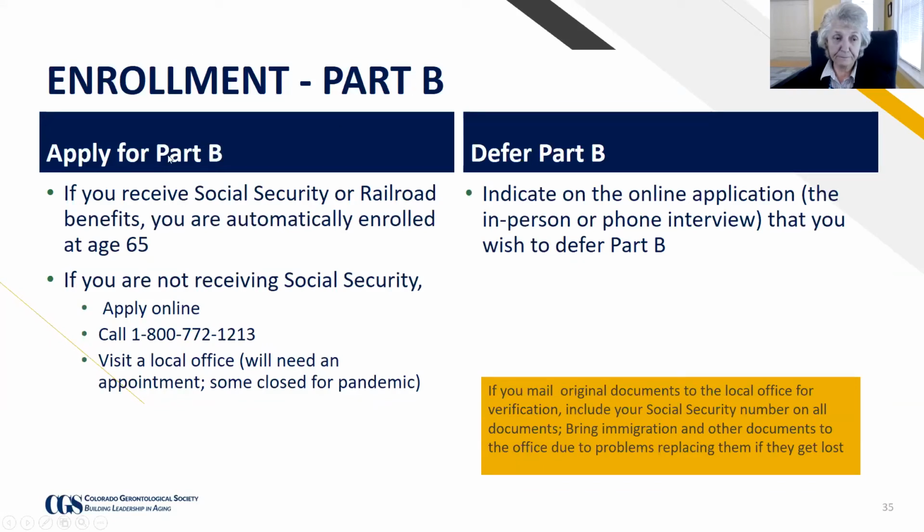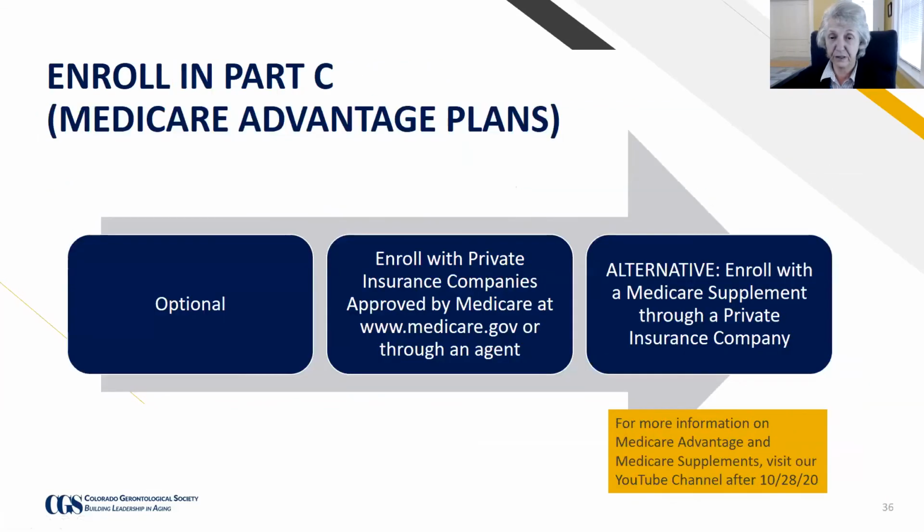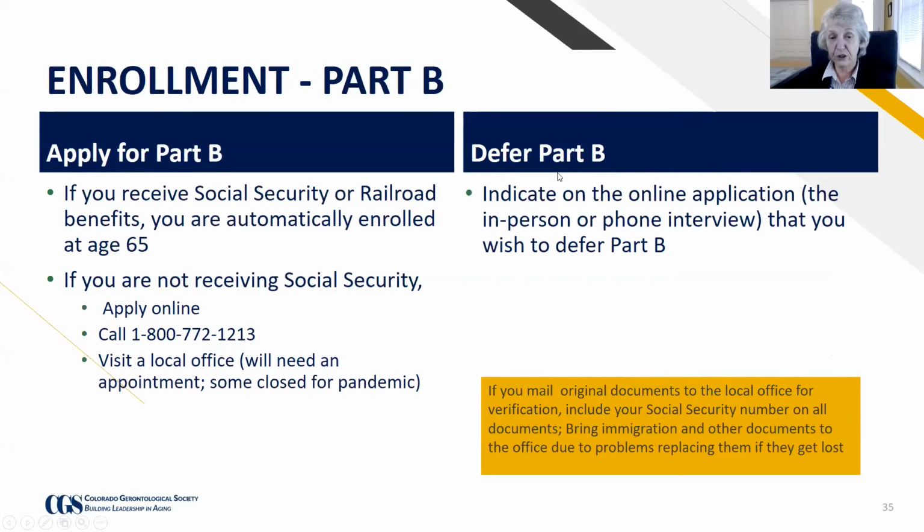Enrollment in Part B: if you are receiving Social Security, you're automatically enrolled. If not, do the same process as previously. Open the My Social Security account, apply online, call the Social Security office, or visit one. If you wish to defer B, indicate that on your online application, or you can sign your Medicare card and return it to Social Security.